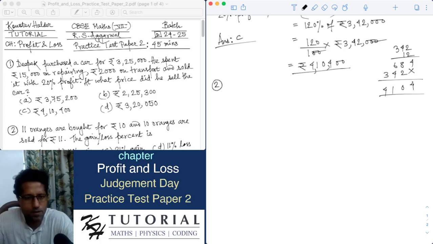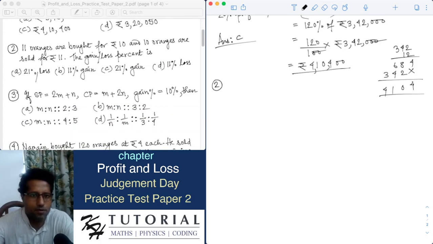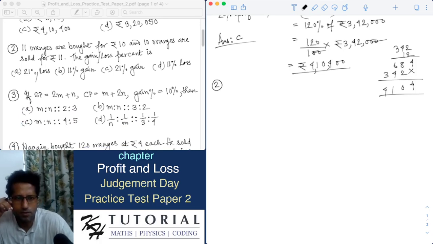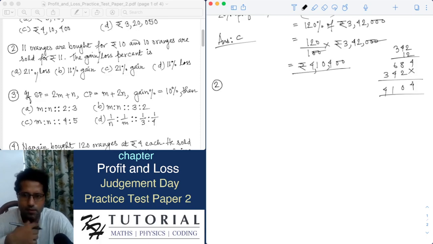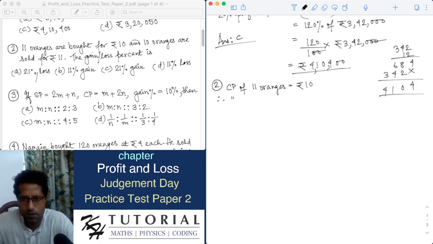Problem number 2 says that 11 oranges are bought for rupees 10 and 10 oranges are sold for rupees 11. The gain or loss percent is? 11 oranges are bought for rupees 10. So the cost price of 11 oranges is given to be rupees 10. Therefore, the cost price of one orange.